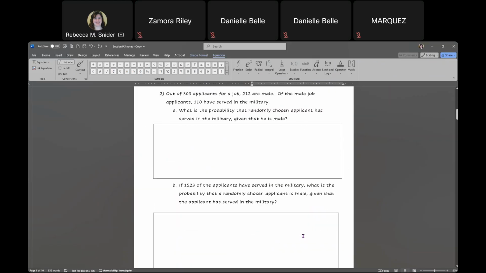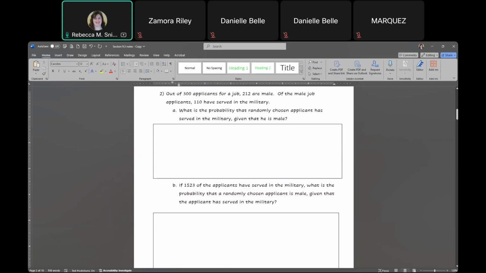All right, so if we move to this next question, this one is going to require a little bit more thought because we have a lot of information and we have to figure out what is the probability I'm after versus the condition that it's being held to. This is a 2-part question to pay attention to. So it reads, out of 300 applicants for a job, 212 are male.